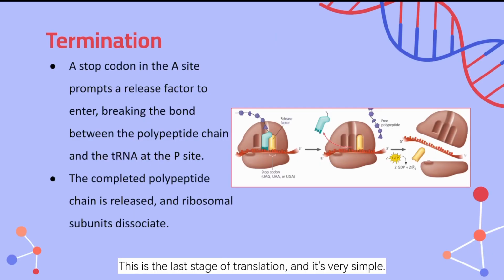Termination. This is the last stage of translation. It's very simple. A stop codon is read, which is the last codon of the mRNA, which causes a release factor to enter the A site. Once this release factor enters, it does 2 things. It separates the last tRNA molecule from the polypeptide and disassociates the ribosome as it's completed its role.